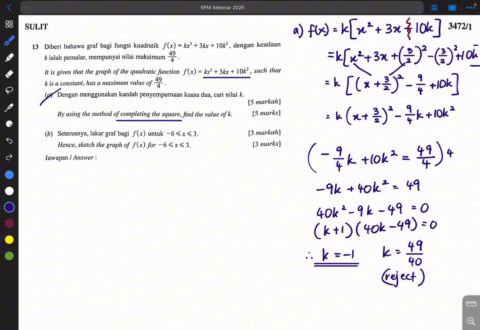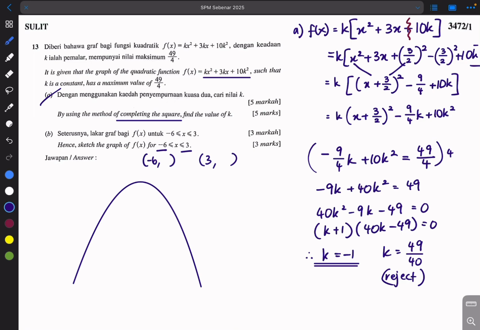Part B, hence sketch the graph of f(x) for this range. So we roughly know the graph is something like this. Now we need to sketch in detail. They want us to draw the graph from negative 6 to 3. So what we do first is find out the coordinates. When x is negative 6, what is y? When x is 3, what is y?